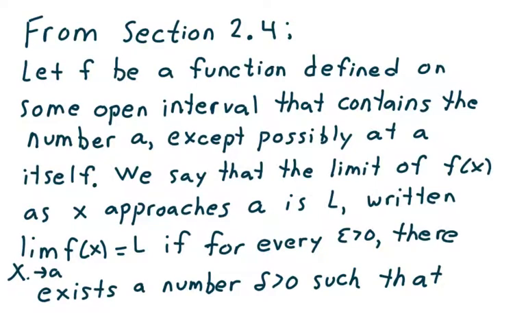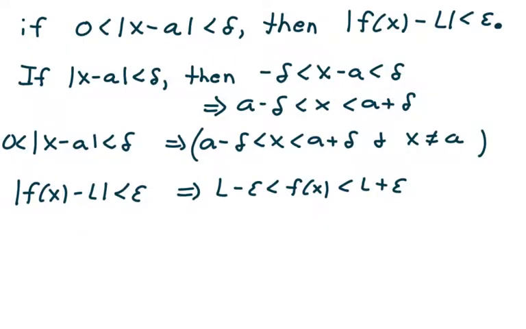Let f be a function defined on some open interval that contains the number a, except possibly at a itself. We say that the limit of f of x as x approaches a is L, written in this form. This is the way we express that: if for every epsilon greater than 0, there exists a number delta greater than 0 such that if 0 is less than the absolute value of x minus a, which is less than delta, then the absolute value of f of x minus L is less than epsilon.